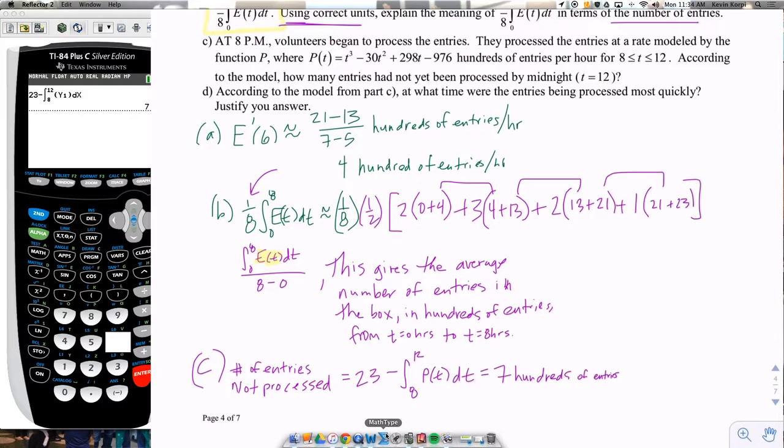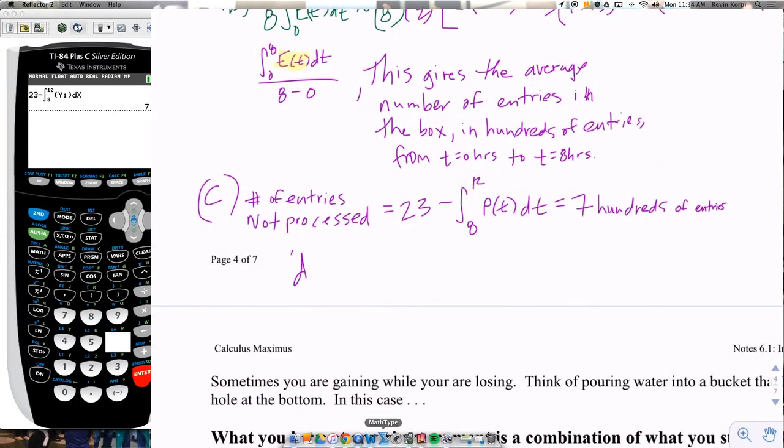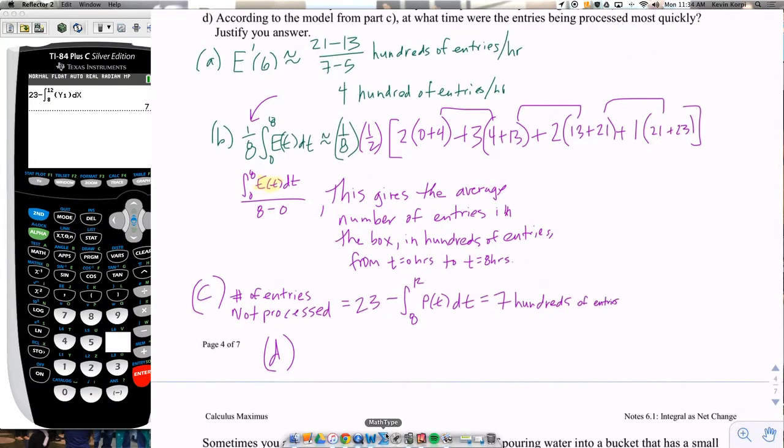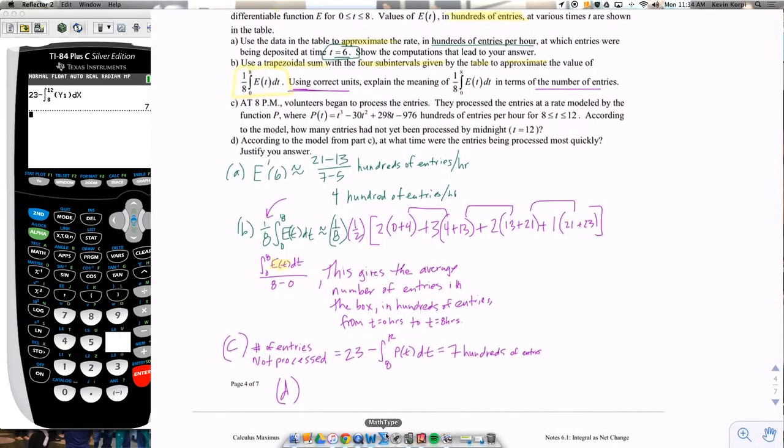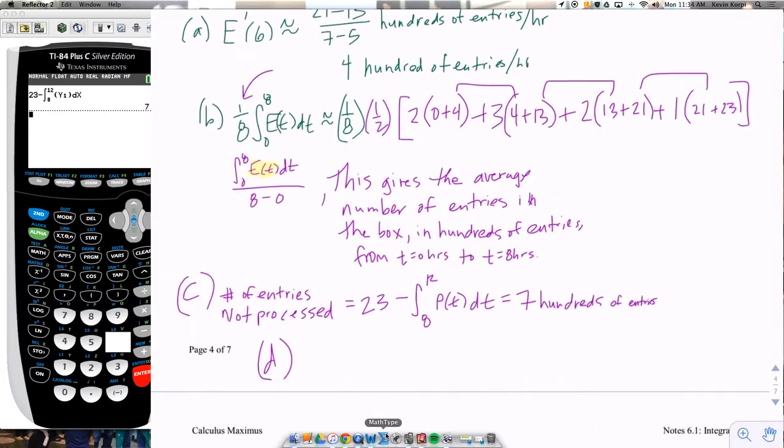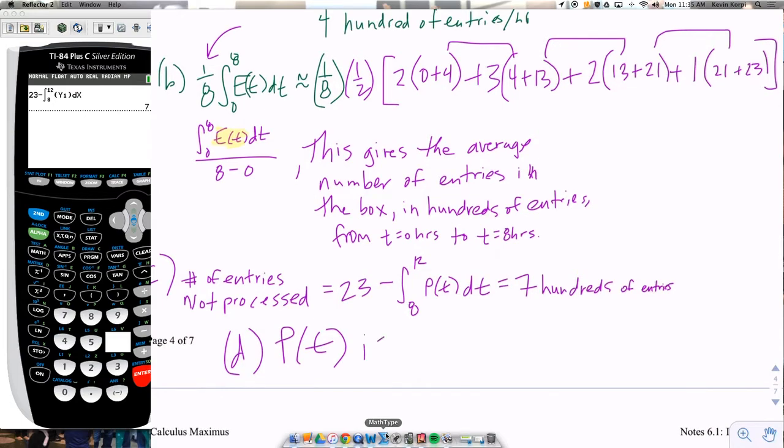When were they being processed most quickly? How are we going to figure that out? Let's see. If P of T is the rate at which they're being processed, and I want to know where P of T is a max, I want to know where P of T is a maximum on the interval from 8 to 12.